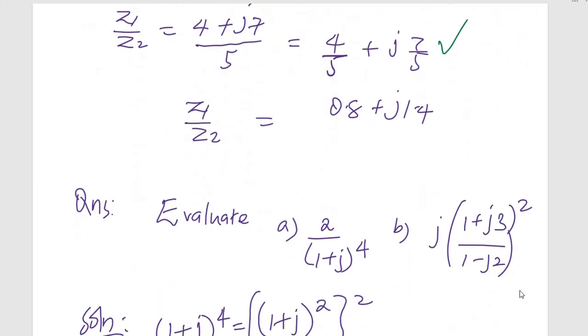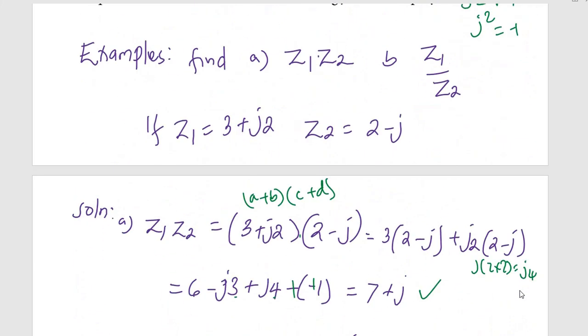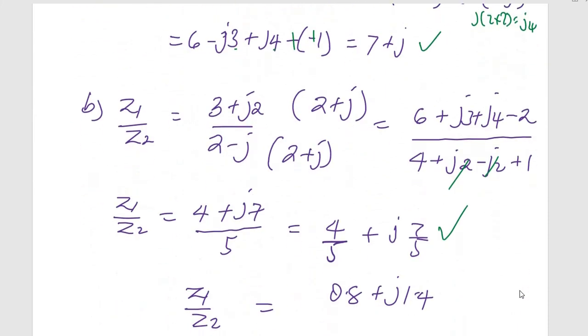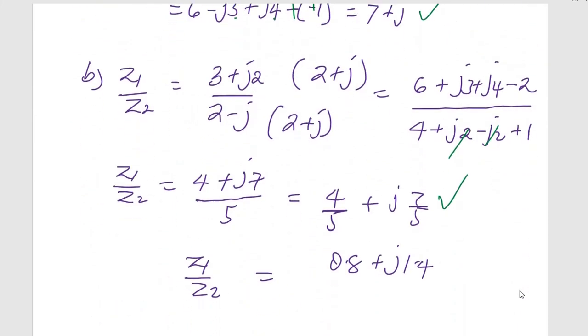So I'm done with the question. If I make this 4 out of 5, this will be 0.8 plus j1.4, and this will be the end of this question.